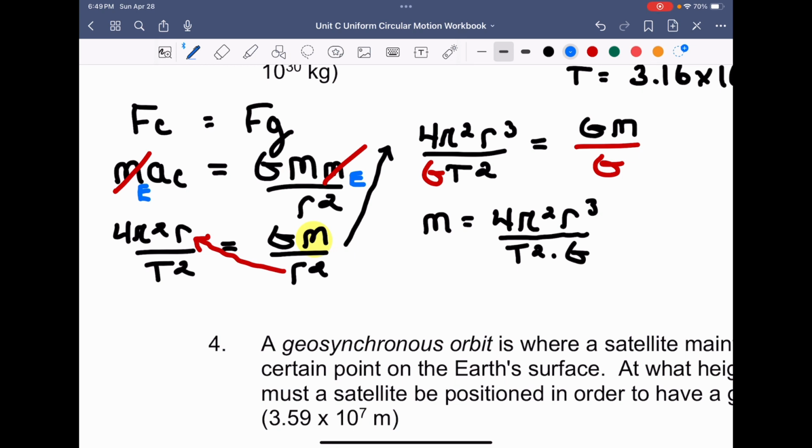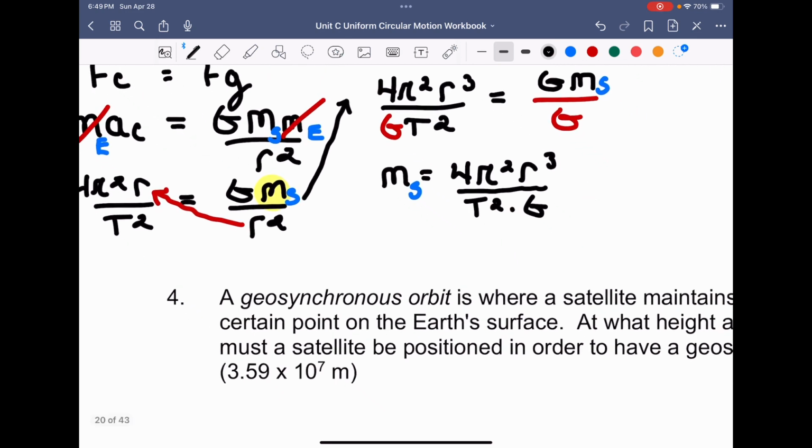If we're talking about the mass of the sun, put an S here. Just put an S all the way through the problem, indicating that this is the mass of the sun. If that helps you solve these problems and recognize what mass is what, I would just put subscripts. It's a good way to keep track of your information, an easy way to solve these problems.